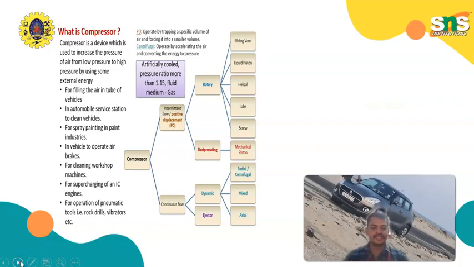So what is a compressor? Generally, a compressor is a mechanical device that increases the pressure of gas by reducing its volume. Compressors are widely used in various industrial applications. Mostly, compressors are used in assembly sections.